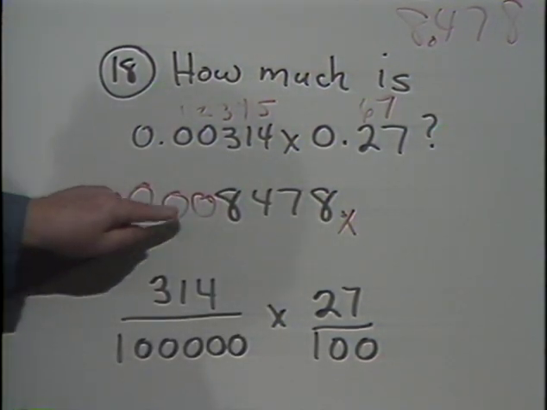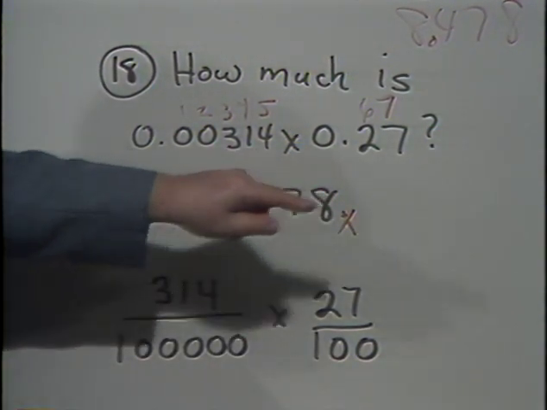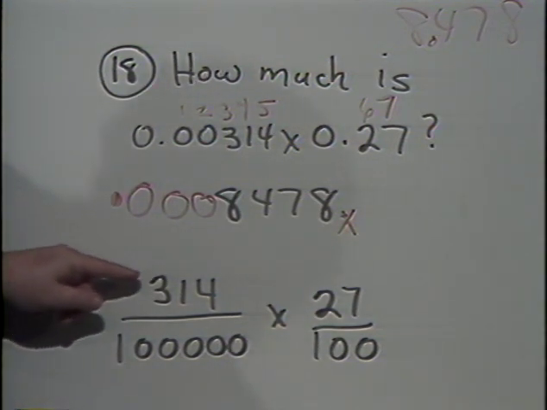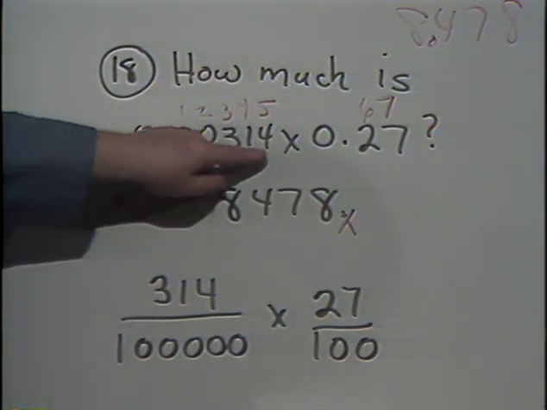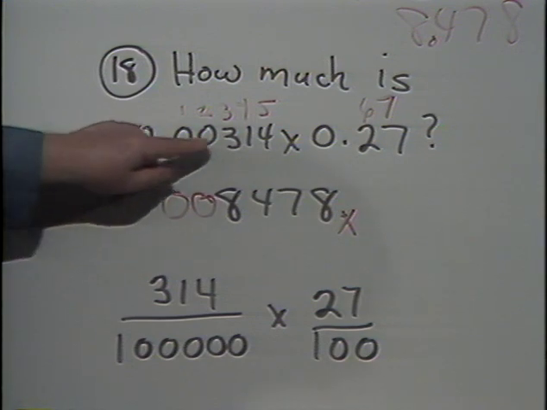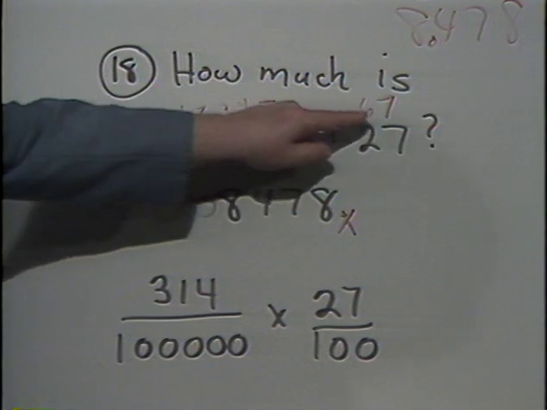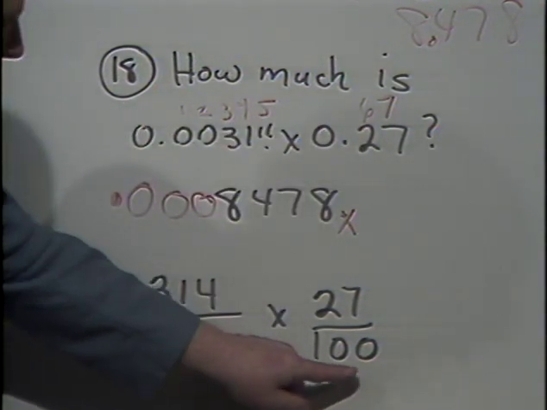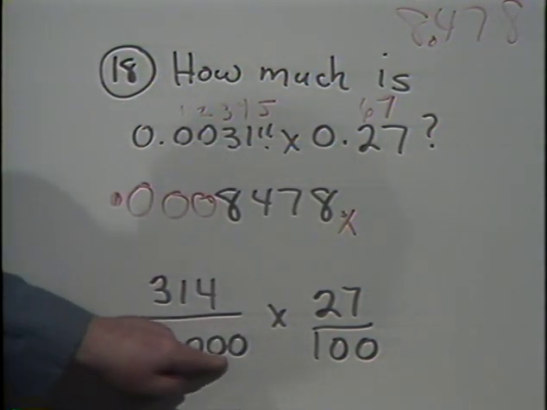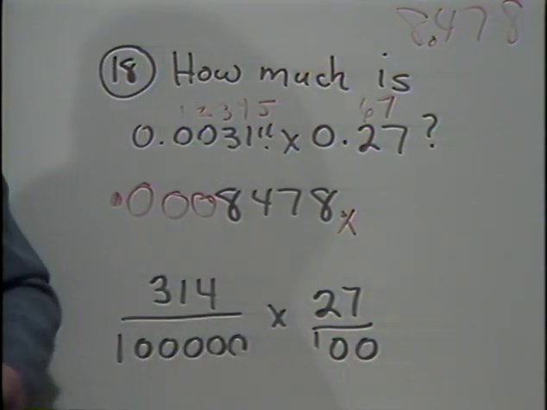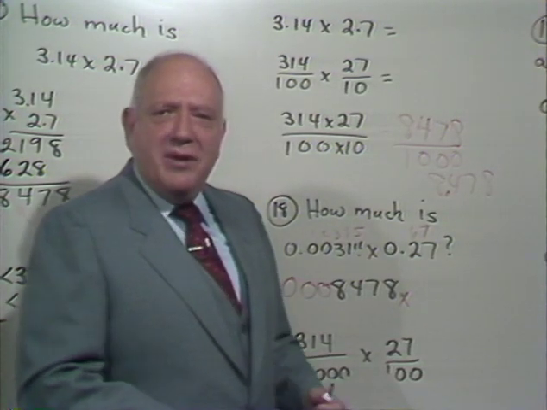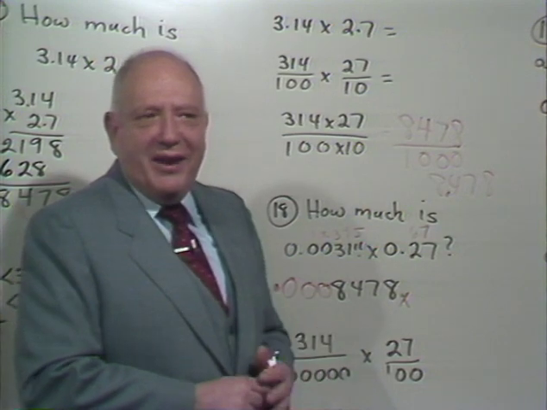That's 0.0008478. And if you want to see why that works, you see this number is what? 314 over a 1 followed by 1, 2, 3, 4, 5 zeros. This number is 27 over a 1 followed by 2 zeros, 1, 2, 3, 4, 5, 6, 7. I'm going to divide by 10 7 times, and that means move the decimal point 7 places to the left.